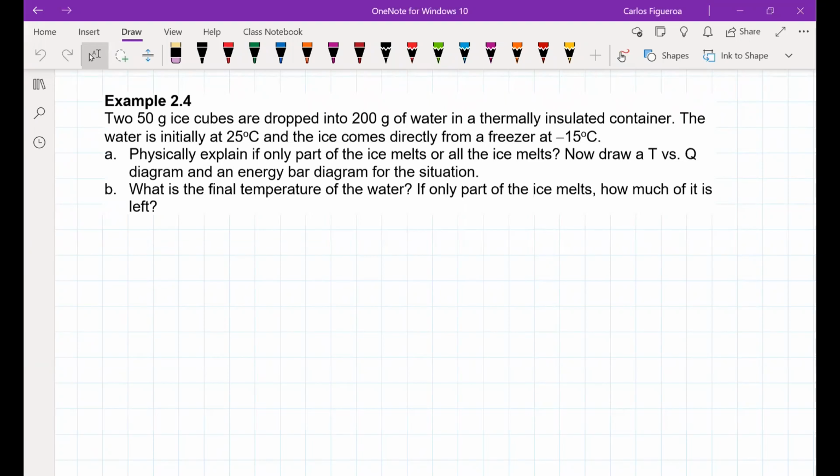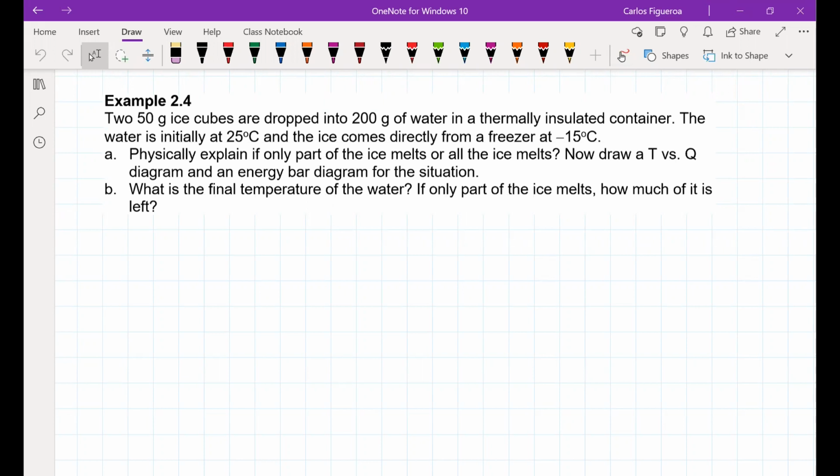Example 2.4. Two 50-gram ice cubes are dropped into 200 grams of water in a thermally insulated container. The water is initially at 25 degrees C, and the ice comes directly from a freezer at negative 15 degrees C. A, physically explain if only part of the ice melts or all the ice melts.